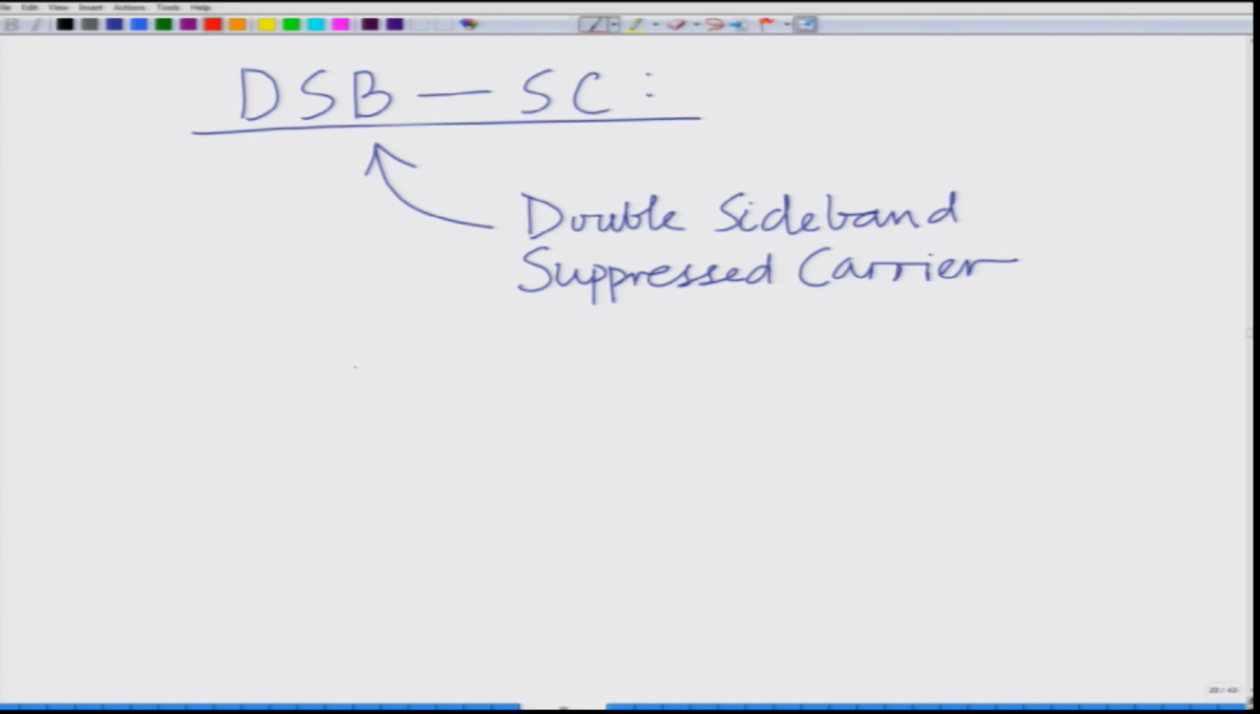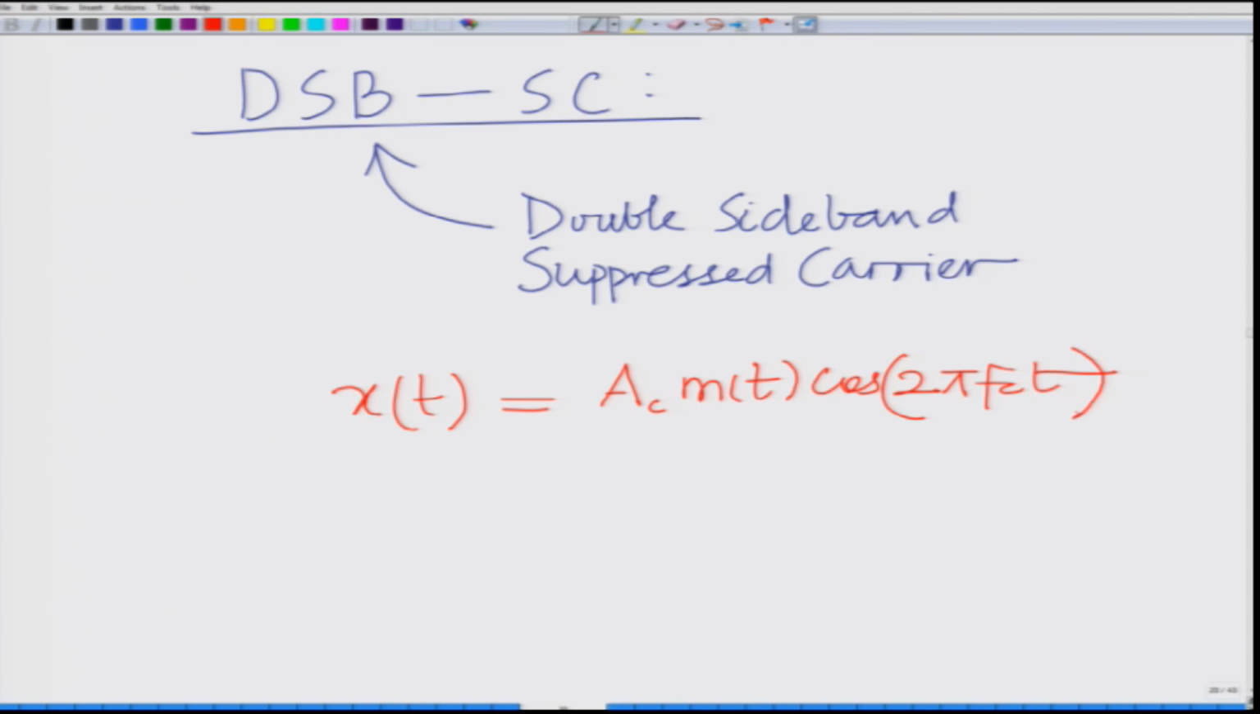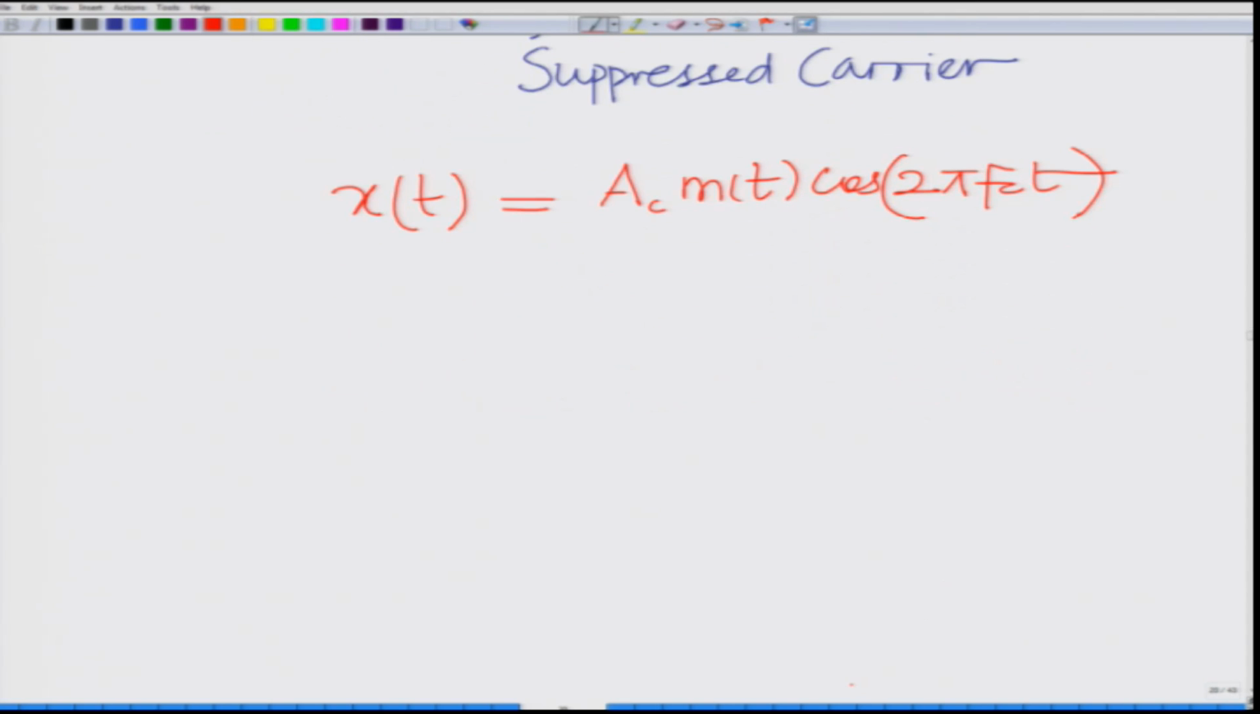We have looked at the DSB-SC scheme. In a DSB-SC, the modulated signal x(t) is given as A_c m(t) cosine 2 pi f_c t. There is no pure carrier, that is, there is no transmission of a pure carrier signal. This x(t) at the receiver is fed to a demodulator, correct.